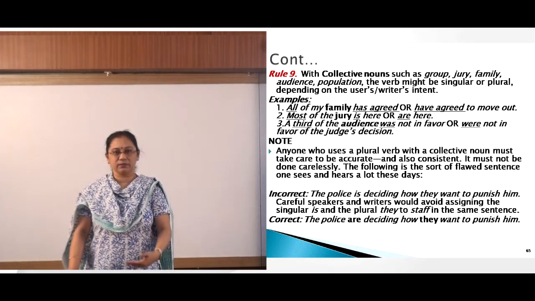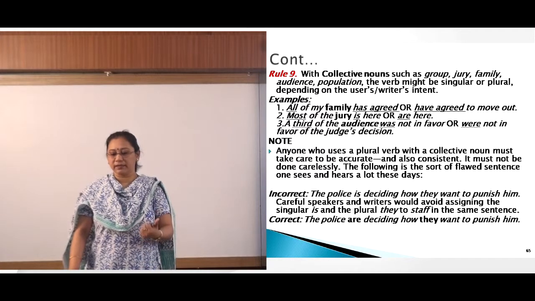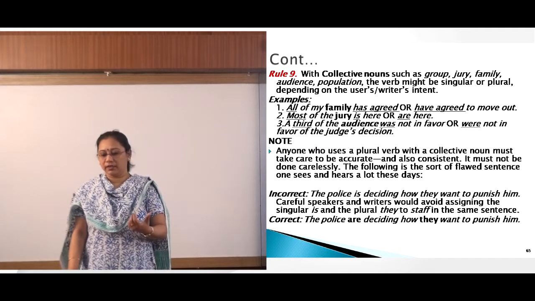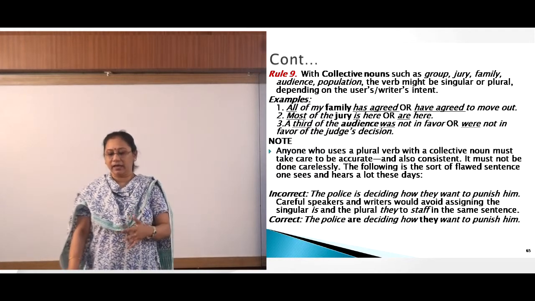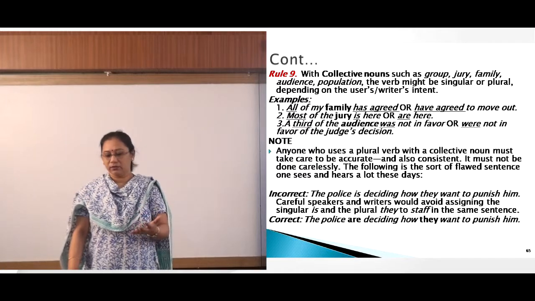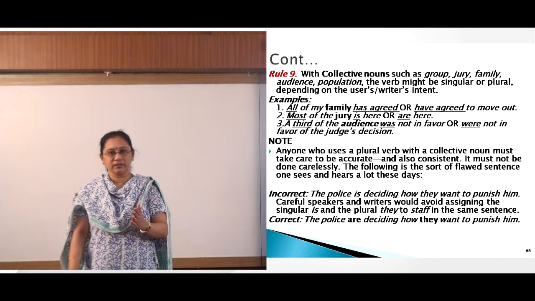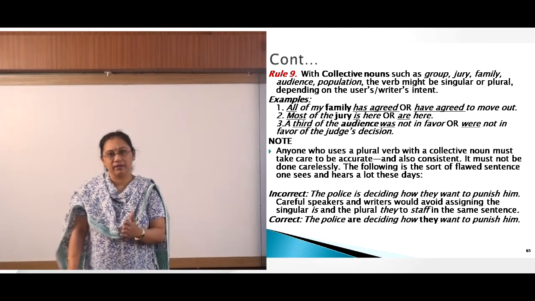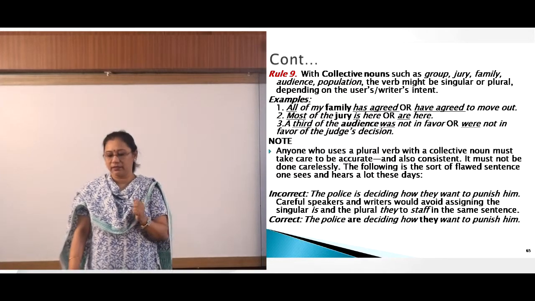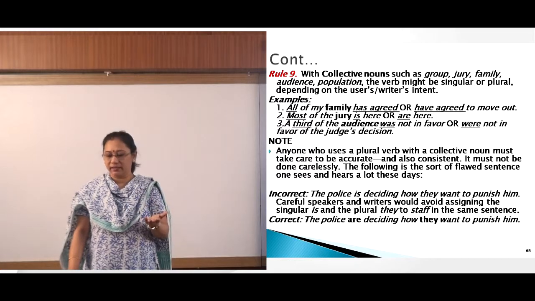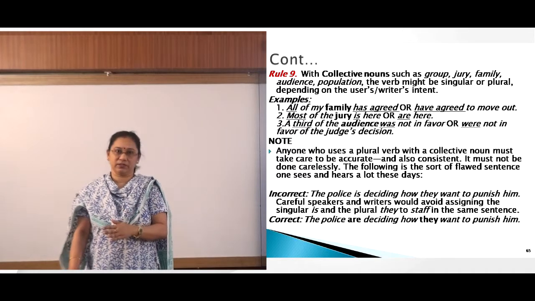I will explain this with the correct and incorrect sentence. For example, the police is deciding how they want to punish him. Okay? Careful speakers and writers would avoid assigning the singular is here and the plural they to police in the same sentence. Okay? They cannot use is along with they. That is what we are trying to say. So, what would be the correct sentence? The police are deciding how they want to punish him.